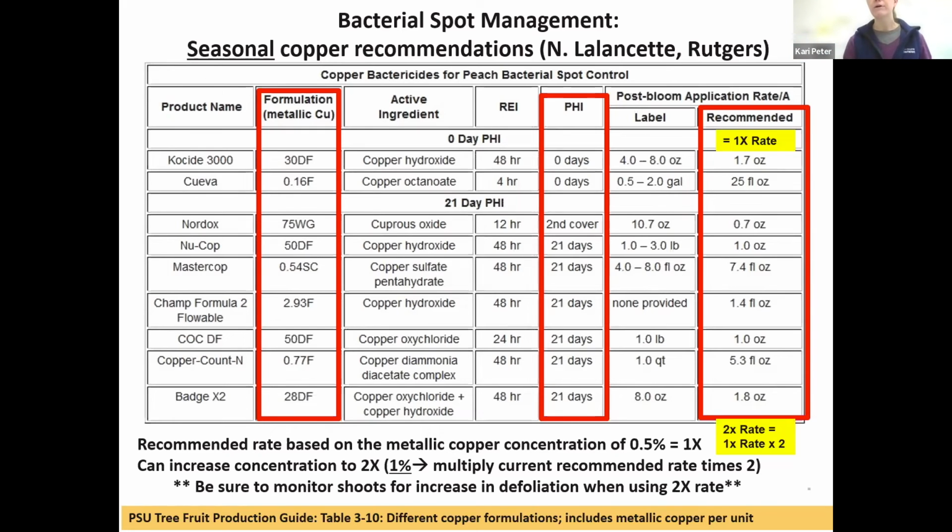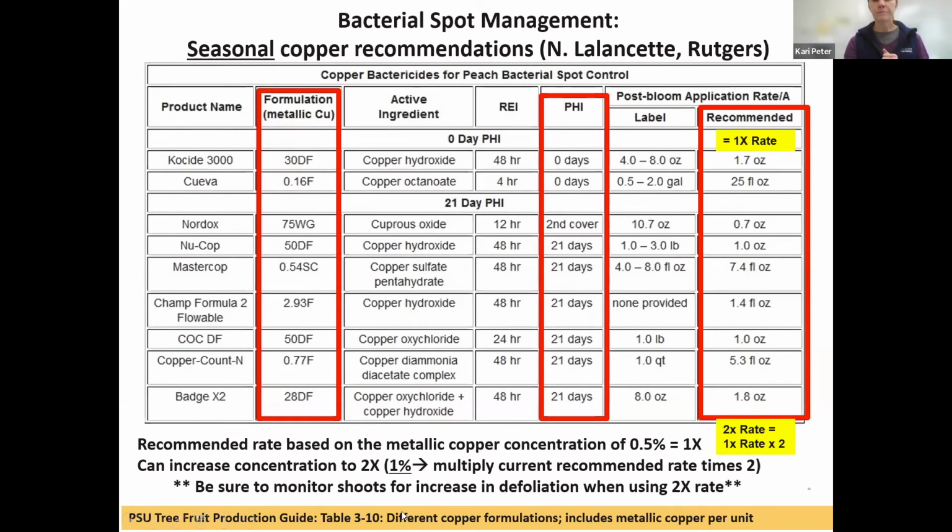Then you'd want to back off. But it's just something to be mindful of when you're using different copper products. The label is a guide, but you want to be focusing on these reduced rates in many of these cases, especially for something like Nu-Cop, where the post-bloom rate is 1 to 3 pounds. And really the rate you want to be using is 1 ounce for the 1X rate.